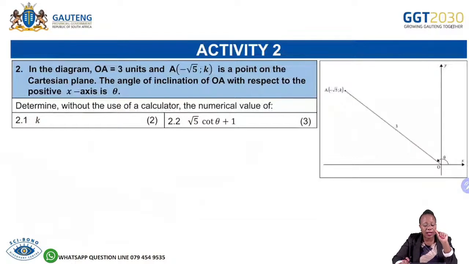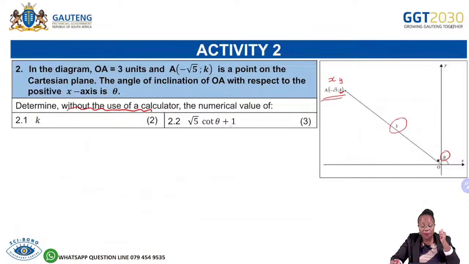And then in the diagram here, we are given OA is equal to 3. We are given A, which is (minus square root 5; k), remember this is representing x and y, a point on a Cartesian plane. The angle of inclination of OA with respect to the positive x-axis is theta. Now determine, without the use of a calculator, the numerical value of k, and also 2.2, the square root of 5 cot theta plus 1.